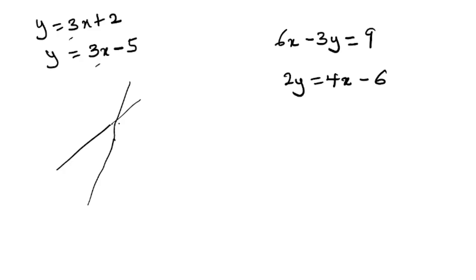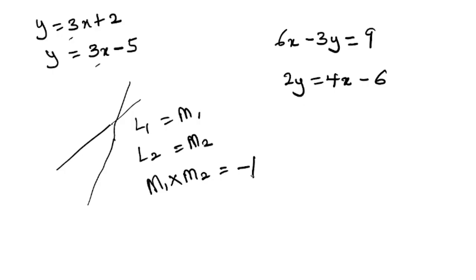And then in the intersection of lines, we have a special case where we call the intersection of a line perpendicular. We say that two lines are perpendicular if, let's say line 1 has a gradient of m1 and line 2 has a gradient of m2, then line 1 and line 2 are perpendicular if m1 times m2 gives us -1. So two lines are perpendicular if when we multiply their gradients, we get -1.